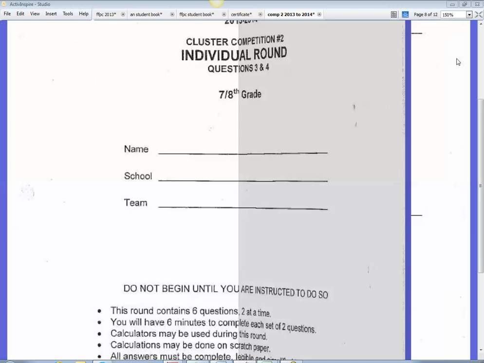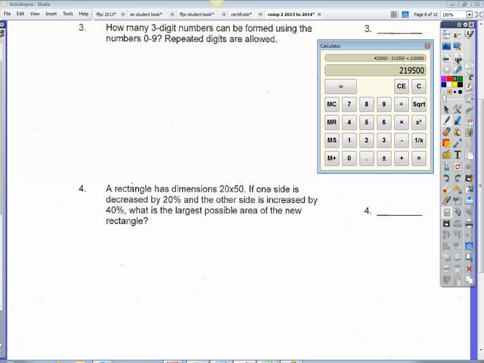3 and 4. How many 3-digit numbers can be formed using the numbers 0 through 9? Repeat digits are allowed. Oh my goodness. In other words, how many 3-digit numbers are there? 900. That's it. It's pretty straightforward and easy on that one.